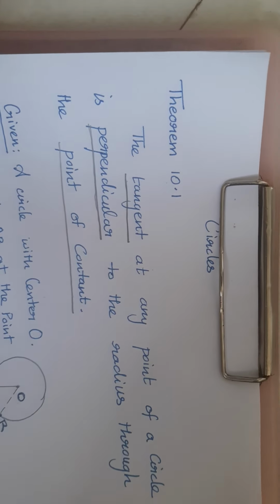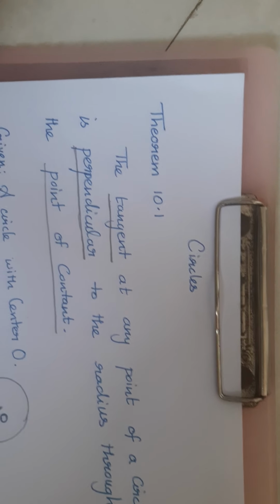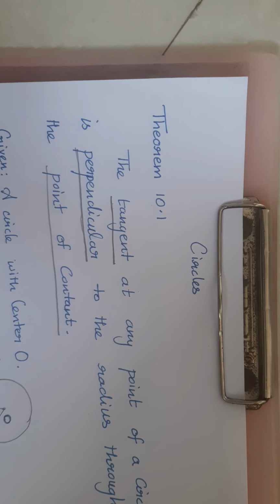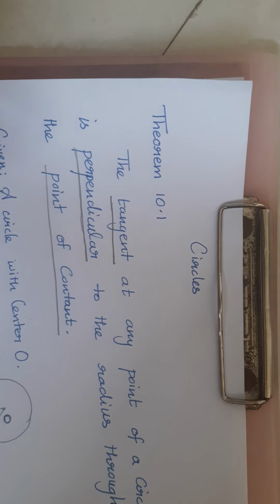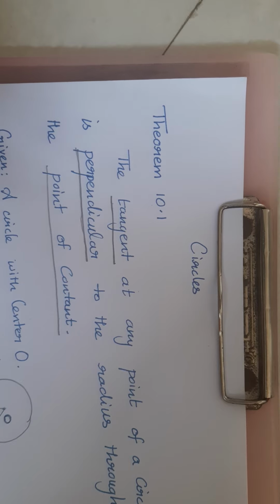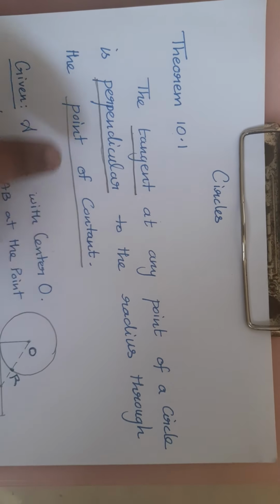Today I am going to take chapter 10, circles. Circles have two important theorems. One is Theorem 10.1, about the point of contact. You can draw a tangent, and the radius at the point of contact is perpendicular to the tangent. Okay, so this is the theorem.